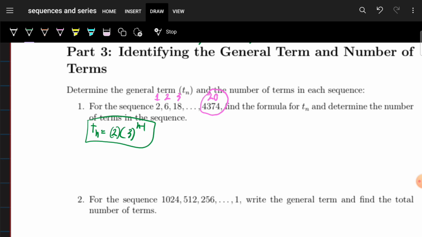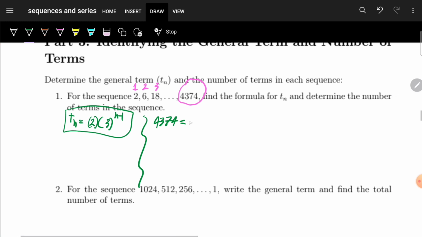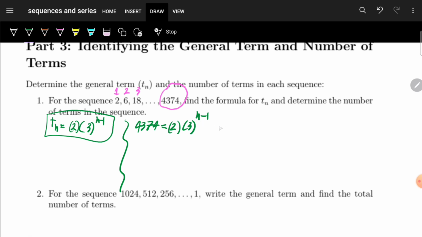Now let's find how many terms we have here. Well, we don't know that that's the 20th term. We know that our nth term is 4,374. Okay, we know the first term is 2. We know the common ratio is 3. I don't know which term number this is, right? It's the nth term. So we're just going to leave it as n, as n minus 1. So now we're going to have to solve this.